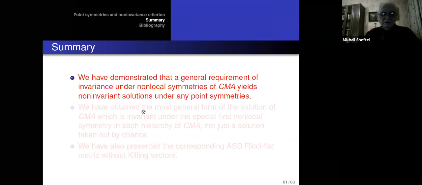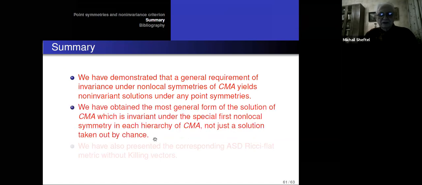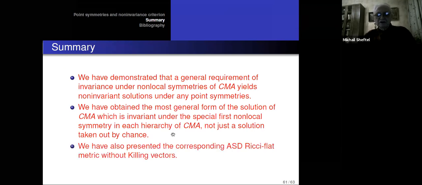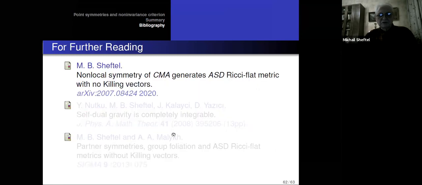Now, what is the summary? We have demonstrated that the general requirement of invariance under non-local symmetries of CMA yields solutions non-invariant under any point symmetries. We have obtained the most general form of the solution of CMA, which is invariant under the special first non-local symmetry in each hierarchy of CMA, not just a solution taken out by chance. And we have also presented the corresponding anti-self-dual Ricci-flat metric without Killing vectors.